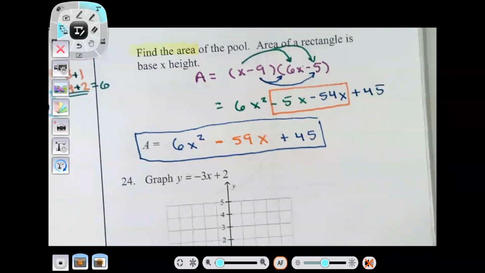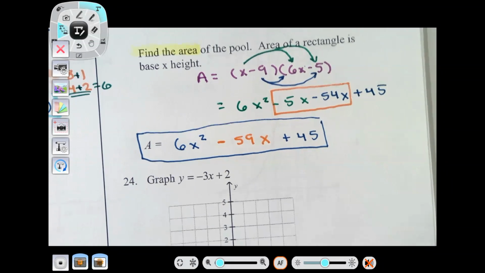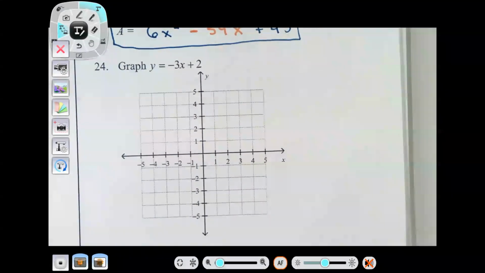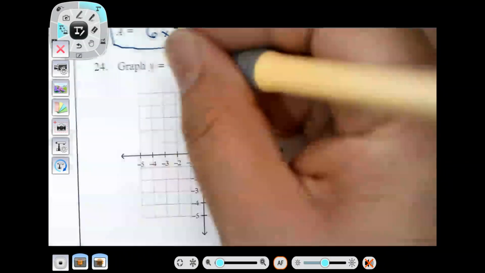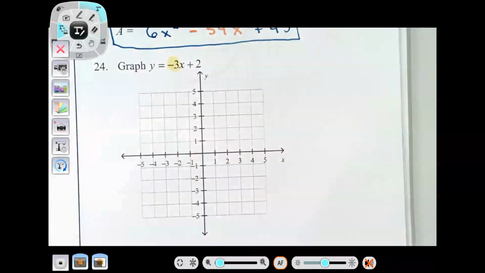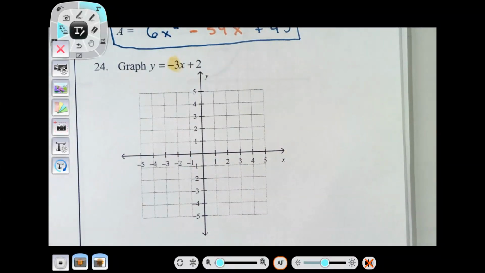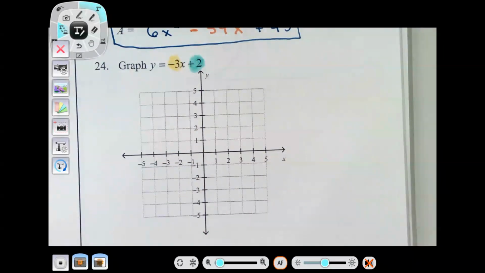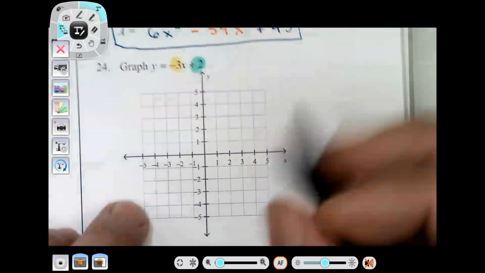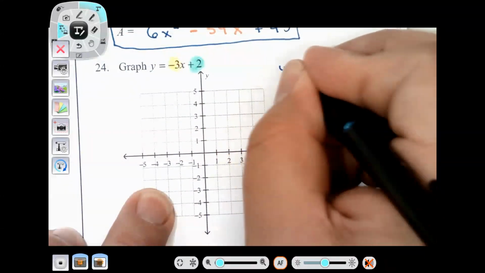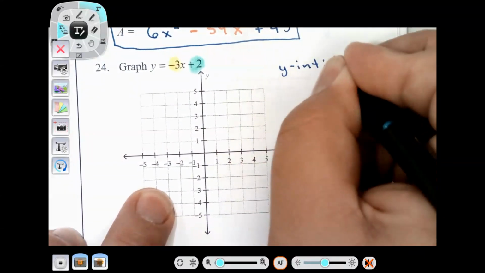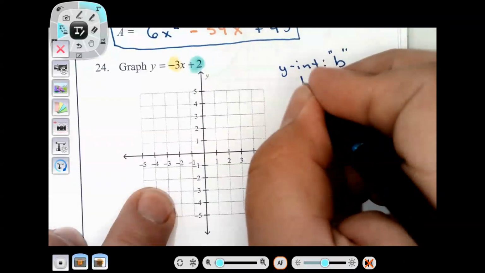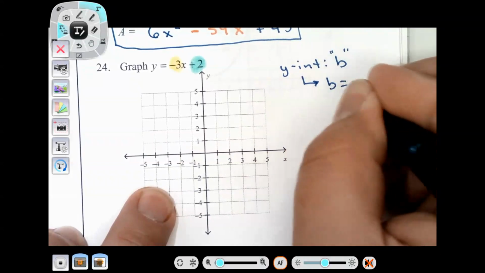All right, and then of course, this is a throwback to last semester. We have to know how to draw lines. But remember, when you draw a line, there's two pieces of info that are important. The number next to the x and the number without an x. And the one we actually start off with, just to refresh your memory, is what we call the y-intercept, aka the b value. Well, my y-intercept is 2. So b is equal to 2.